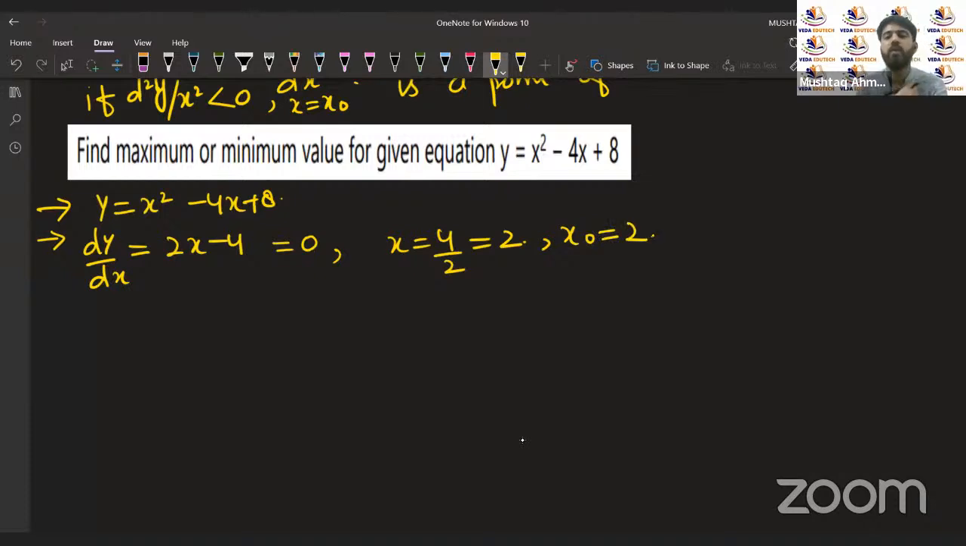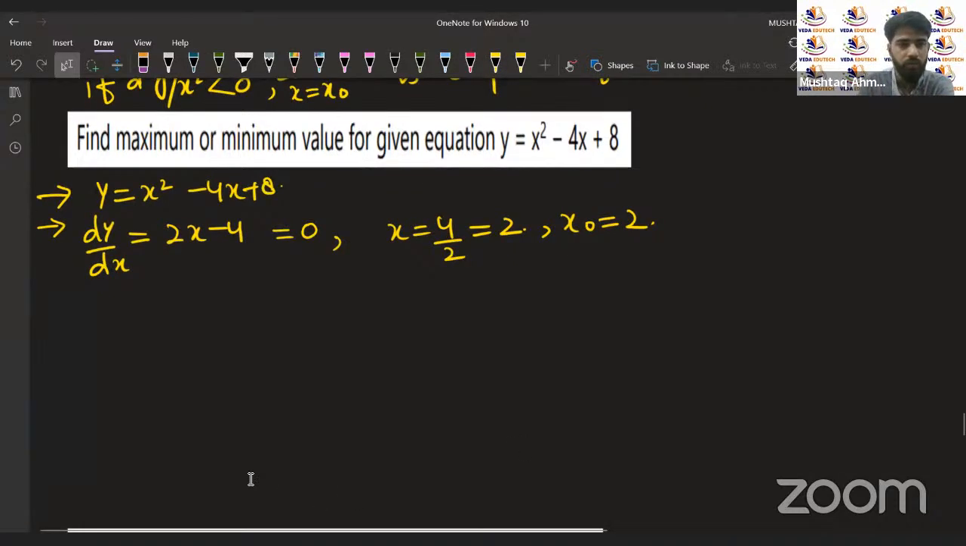Now we'll find whether this x naught equal to 2 represents a maxima or a minima. To calculate that, we'll look at the second derivative. We'll calculate the second derivative, and we can easily see that the second derivative is 2, which is greater than 0. That is positive.